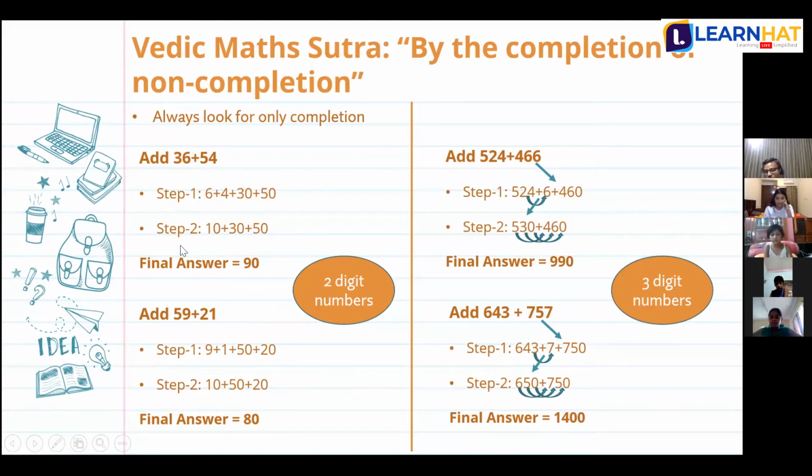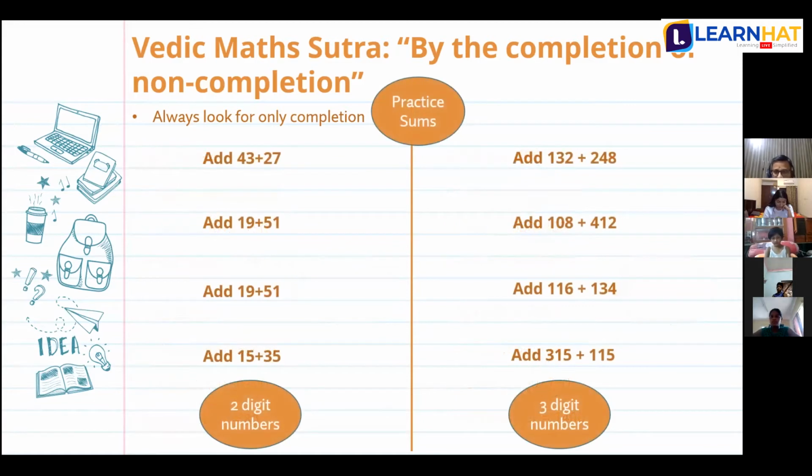So 1400. Like this, we could split the numbers and look for a base, like 10, 30, 20, so that you can simplify it and then add it. So that's the easy way to do this one. This is the way we should try. So let's move on to the next thing, to do some practice sums.